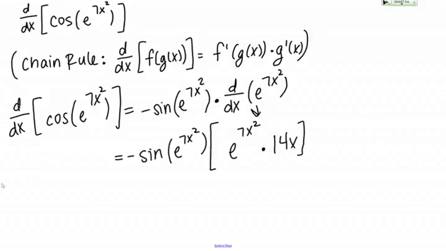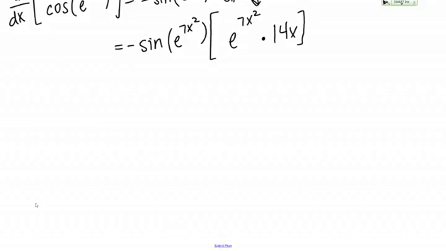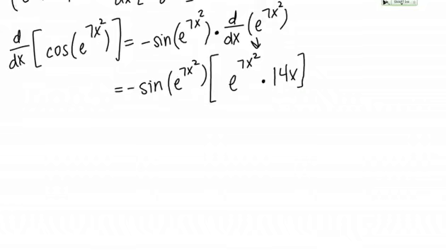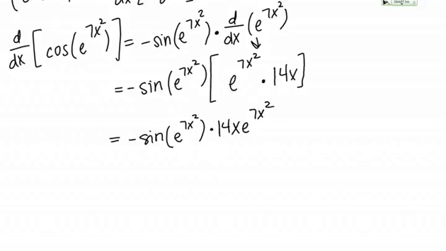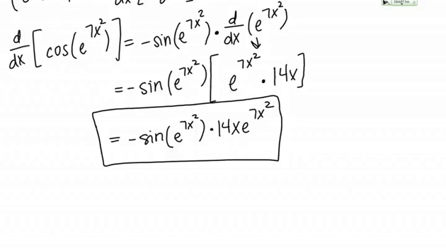Okay, so let's clean this up a little bit. Now we've actually finished the problem. There are different ways you could arrange this. I'm going to write it as negative sine of e to the 7x squared, so that e is inside the sine, and then times 14x e to the 7x squared. Once again, when you're doing these double chain rule problems, don't let it confuse you. Just think about one step of the problem at a time.